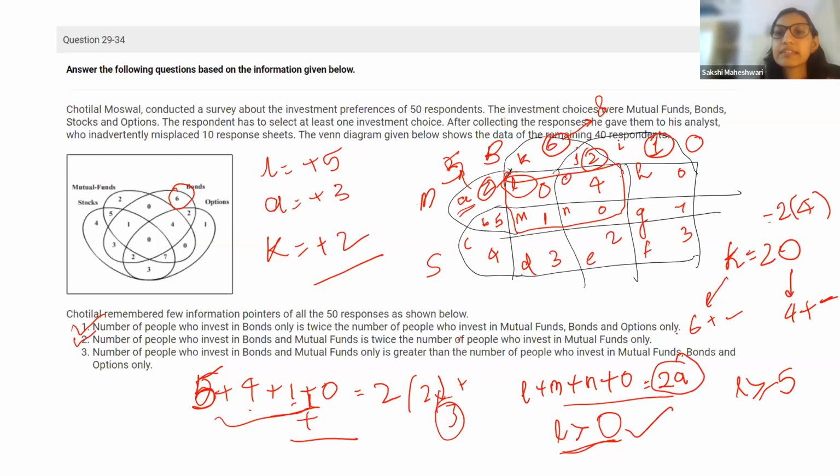And 2A, initially A was 2. So in order to make it 10, I have to add at least 3 in A. How would I make this 10? If I add 3, because 2 into 5 will be 10. So are you able to understand how I came to this point, like how A is plus 3? Okay, cool. So we'll move on and let's see the questions now.